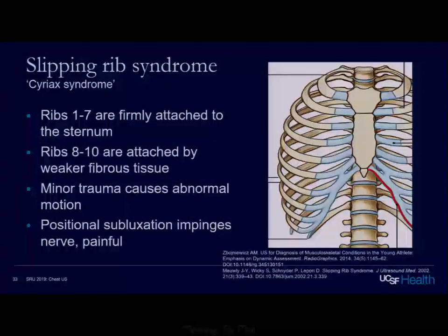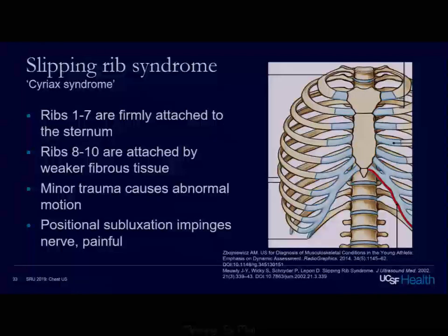Okay, we're going to talk about more musculoskeletal etiologies. I'm going to talk about slipping rib syndrome. It has an eponym; it's also called celiac syndrome. This happens frequently in younger patients, so it's maybe more encountered in the peds or young adult population.